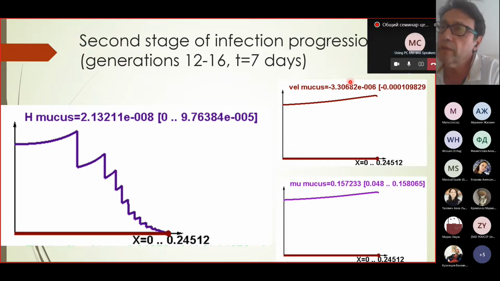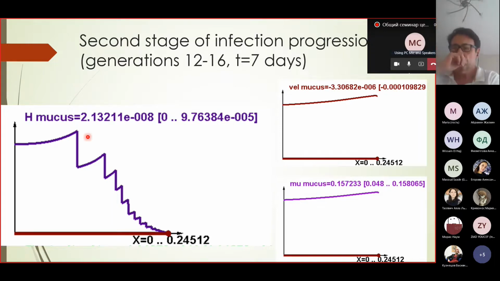And because of that, mucus velocity drops down. It decreases strongly. It decreases already at this stage about 10 times. So at the end of the second stage, mucus viscosity becomes quite high. Mucus velocity drops very strongly, roughly 10 times.